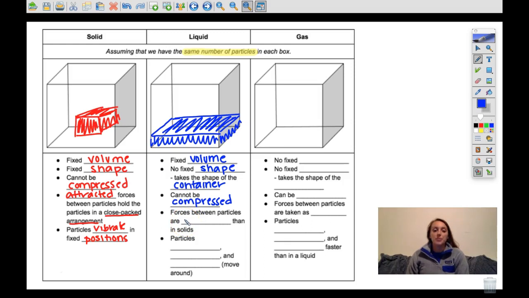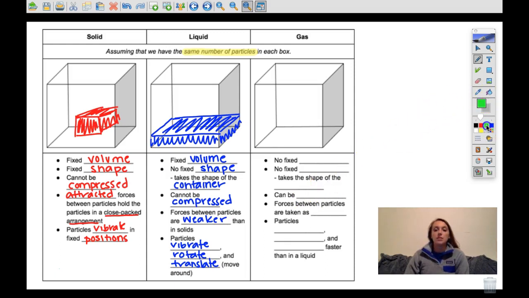Because it's a liquid, we can compare the forces between particles in terms of being weaker or stronger, and because the molecules are a little further apart, we can assume that the forces between the particles are weaker than that in solids. So not only do these particles vibrate in place, just like in a solid, but they can also now rotate and then translate, which means move around.